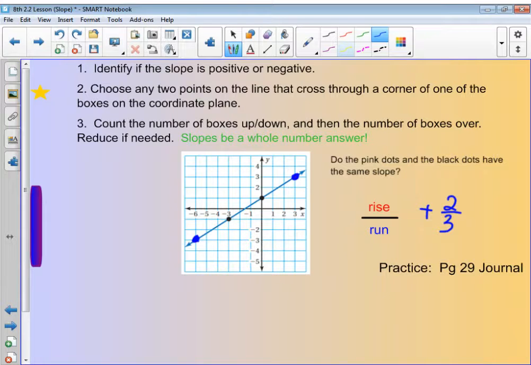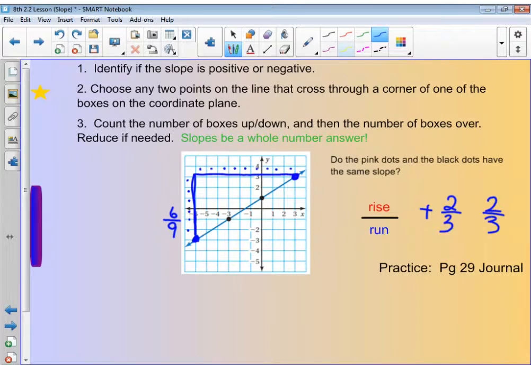Well, we'll go ahead and check it. There's my rise. It was 1, 2, 3, 4, 5, 6. My run to get over to that other dot was 1, 2, 3, 4, 5, 6, 7, 8, 9. Does 6 over 9 reduce down to 2/3? Yeah, because 3 goes into each of those. So no matter what 2 points I pick, you're still going to get the same slope.